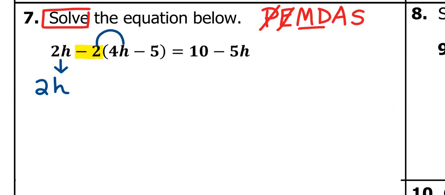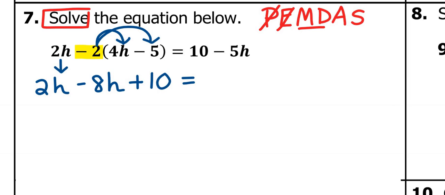Negative 2 times 4h gives me a negative 8h. Negative 2 times negative 5 gives me a positive 10. Signs are the same, and when you multiply, it becomes positive. Then I'm going to rewrite what I had on the left, 10 minus 5h.